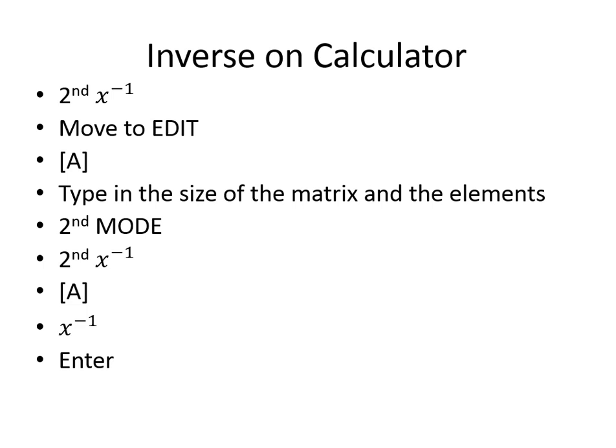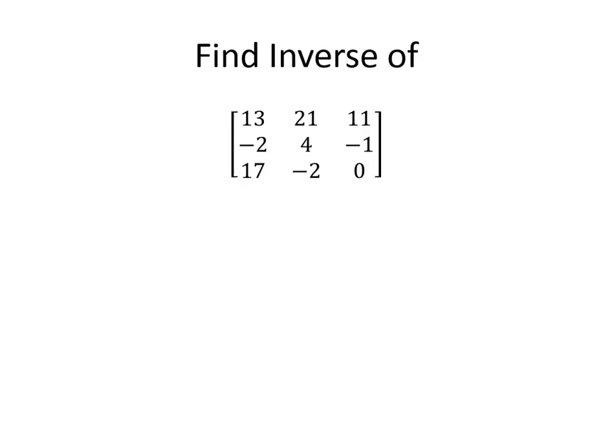Basically, you start off going second, x to the negative first. It should say matrix above it. Then you edit it. You type it in. You say the size of the matrix. You type in all the numbers, and then you go back to your main screen. The A, you push x^-1, it should put a little -1 on it, and enter, and it should give it to you. So if we want to find the inverse of this one, you're going to go through everything.